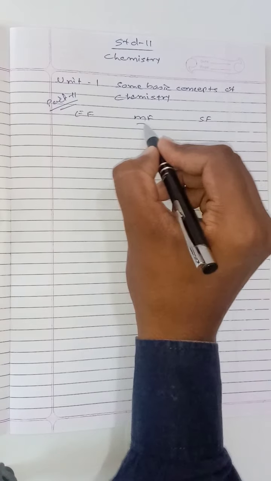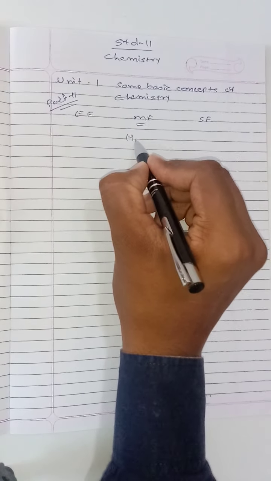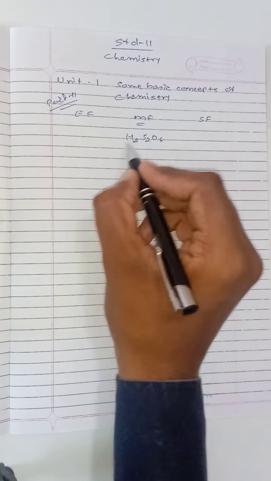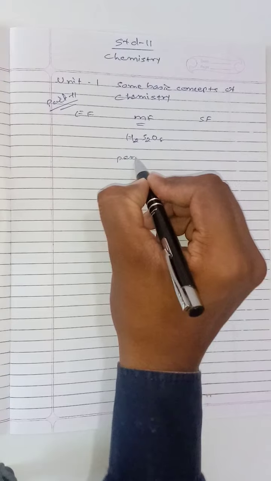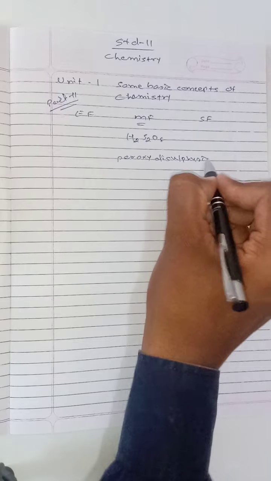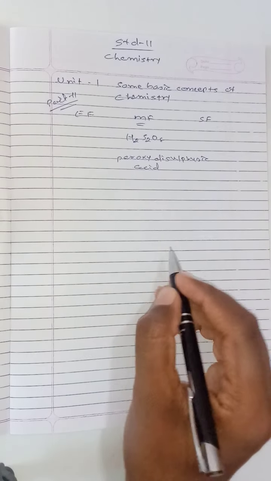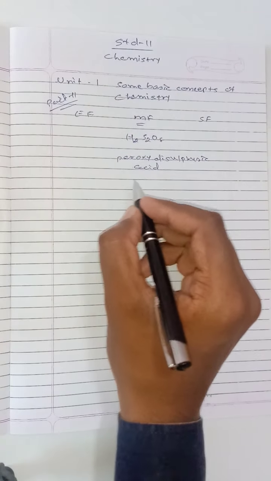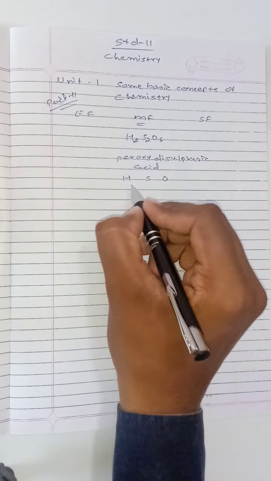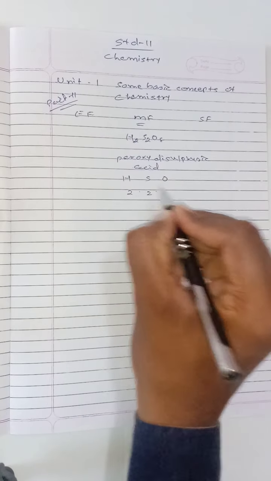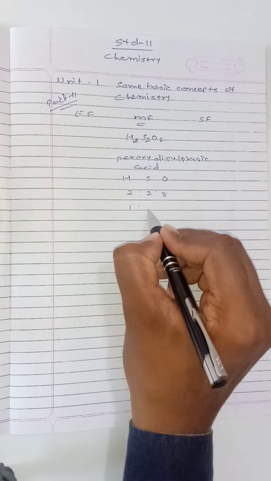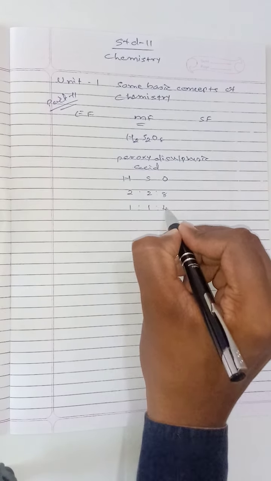Well, for example, here a molecular formula H2S2O8. It is called peroxydisulfuric acid. Here the elements are hydrogen, sulfur and oxygen, and the proportion is 2 is to 2 is to 8. We can write here 1 is to 1 is to 4.